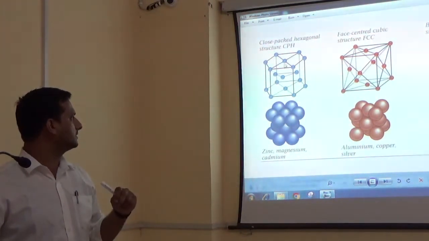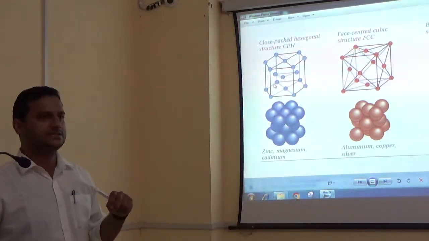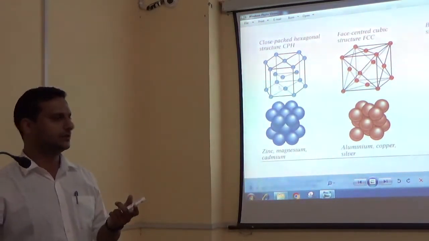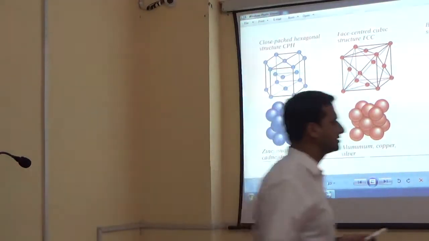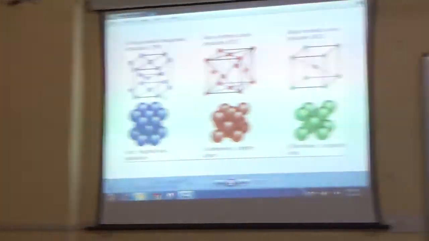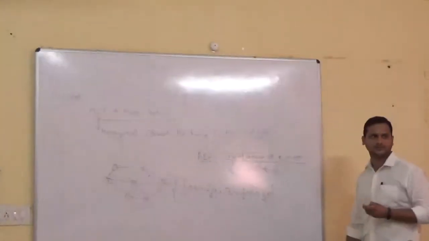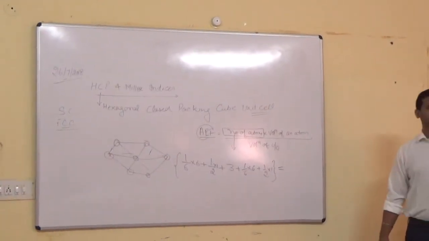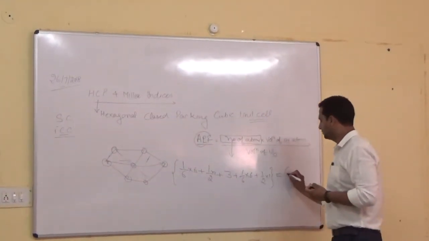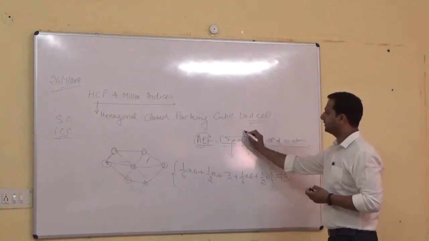And for the upper base, the same procedure as we calculated for the lower base. So the total number of atoms is equal to how much? Is equal to how much? 6 is equal to 6. So we calculated one parameter.